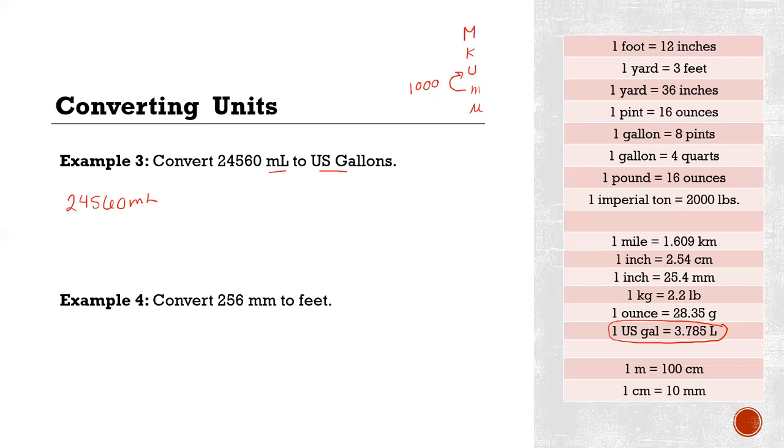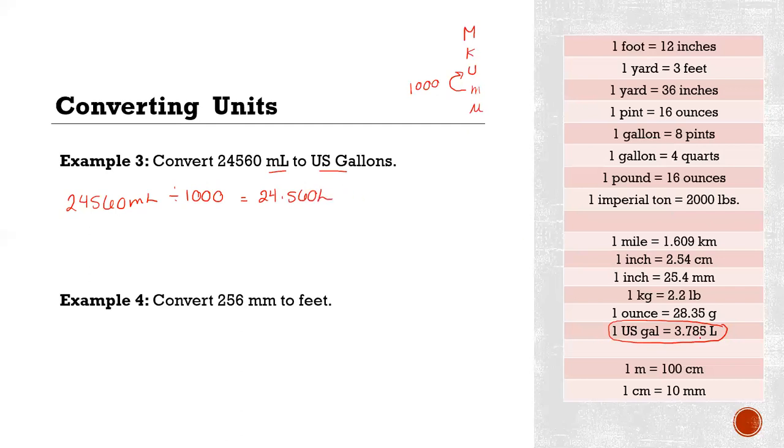There's going to be less of the large unit than there was of the small pieces. That's the right way to say that. So we're going to divide by 1,000 in order to get to liters, which leaves us with 24.560 liters. Now we can go to gallons.